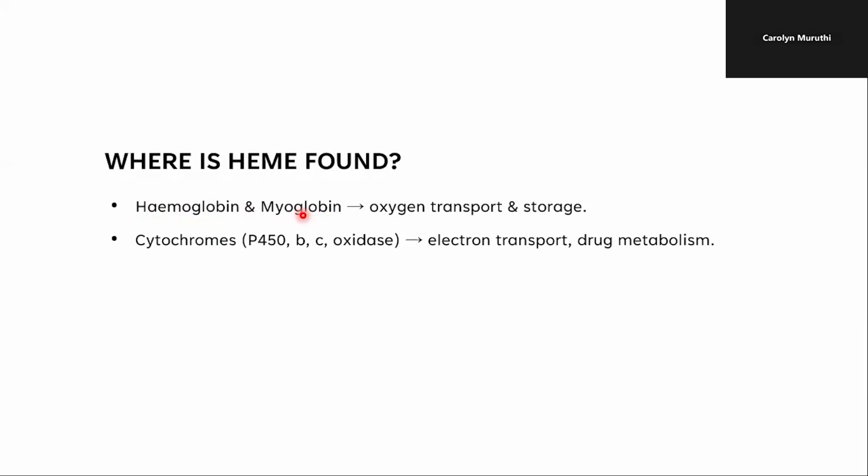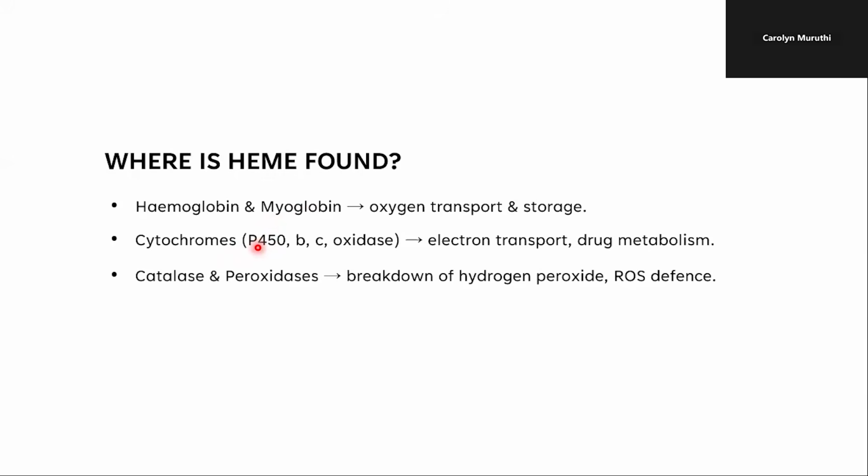In cytochromes, that is P450, cytochrome B, C, and cytochrome oxidase, these heme proteins are involved in electron transport and energy production in the mitochondria. Cytochrome P450 also has a special role in drug metabolism and detoxification in the liver. In catalase and peroxidases, heme helps in breaking down hydrogen peroxide and therefore protecting the body against oxidative stress. So overall, heme is critical in respiration, detoxification, and also oxidative balance in our bodies.